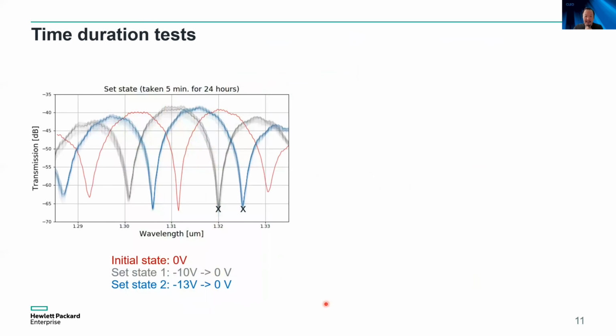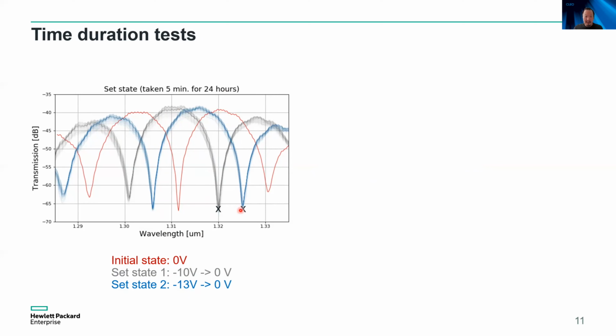So here we take a look at some time duration tests. The red curve over here is the initial state with no bias. And the gray curve here shows the case where we bias up to minus 10 volts and then turn the device off. We then take data every 5 minutes for 24 hours on an optical spectrum analyzer. As you can see, it remains quite stable. Next, we bias up to minus 13 volts, indicated by the blue curve, and do the same thing.